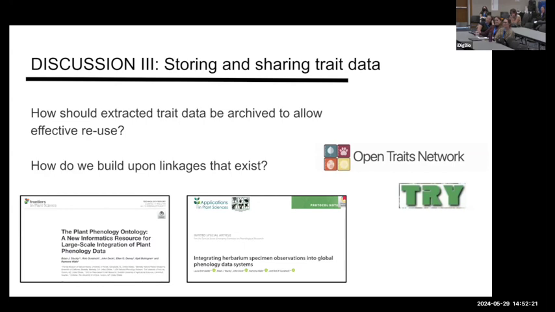But there are certain traits that just don't really make sense to use an herbarium specimen for. Like one would be stipules or trichomes. Sometimes those are just too small to see with a standard herbarium image.